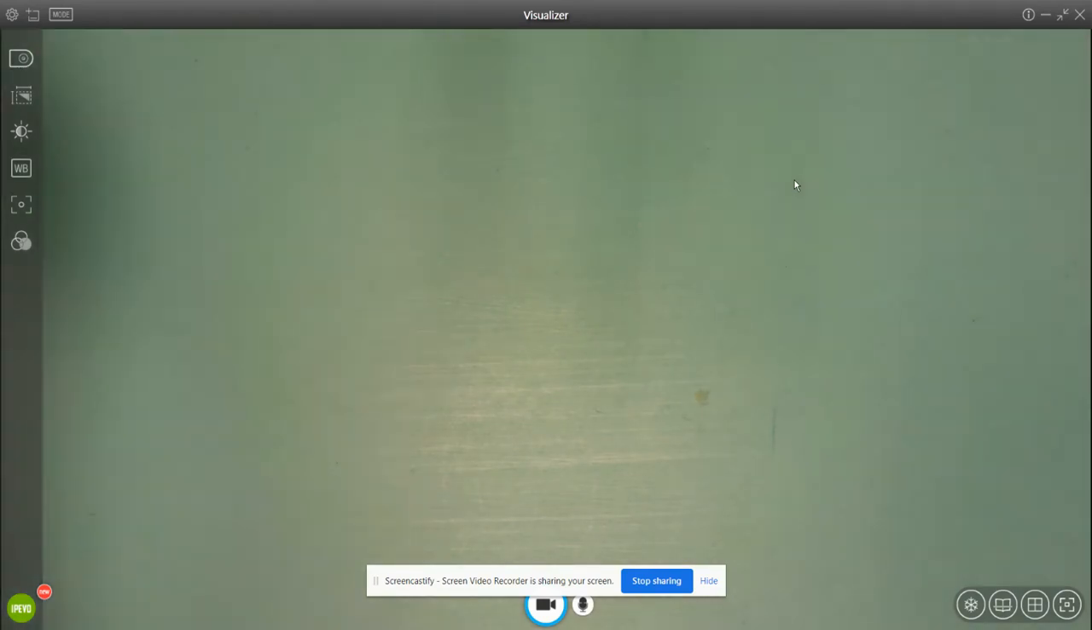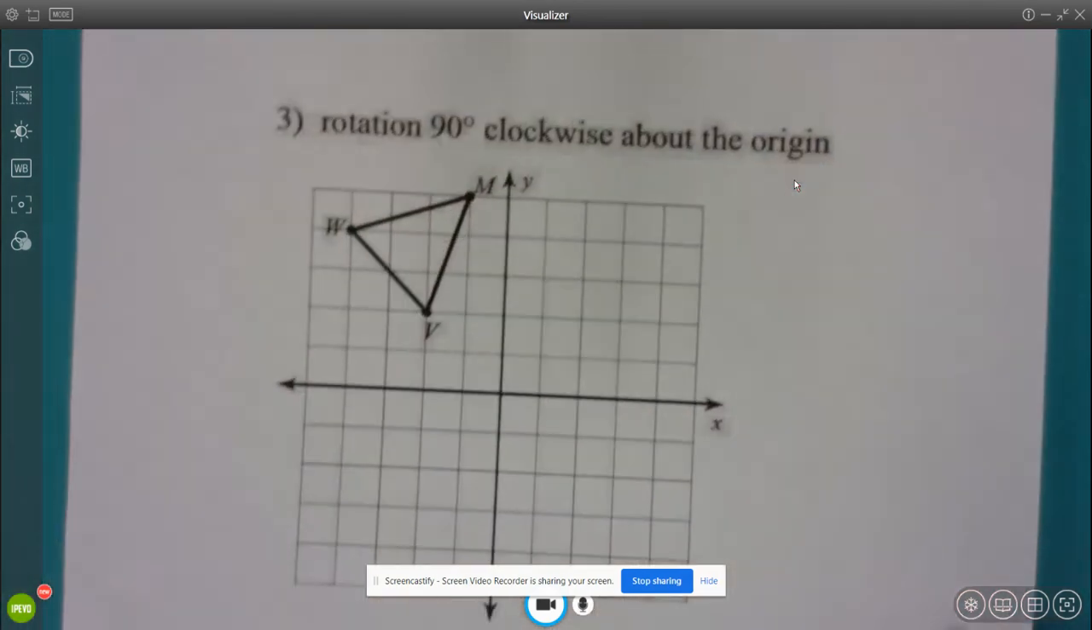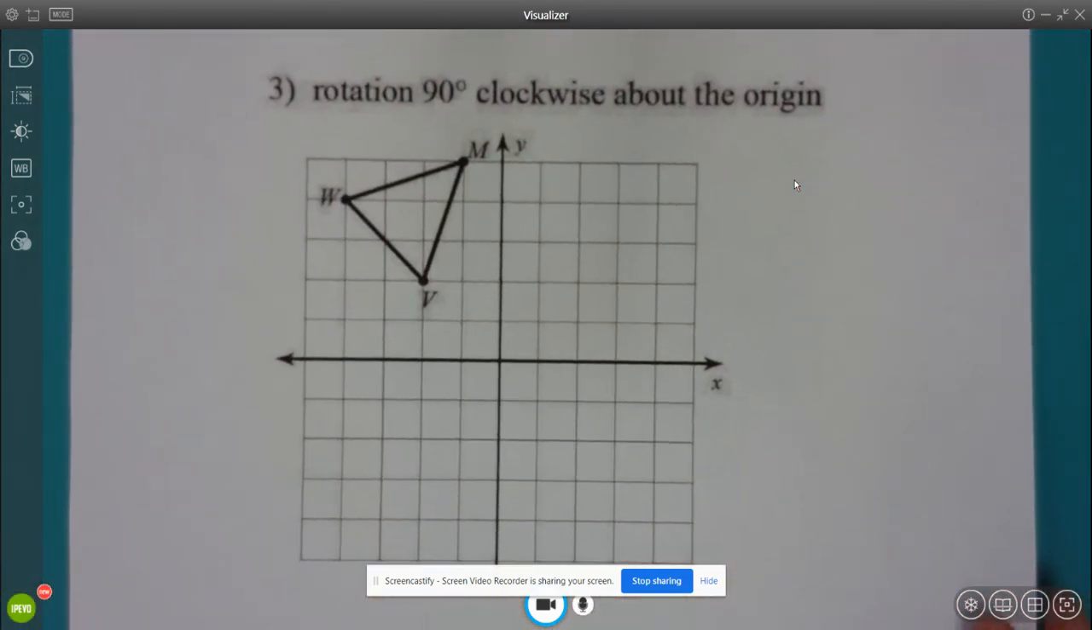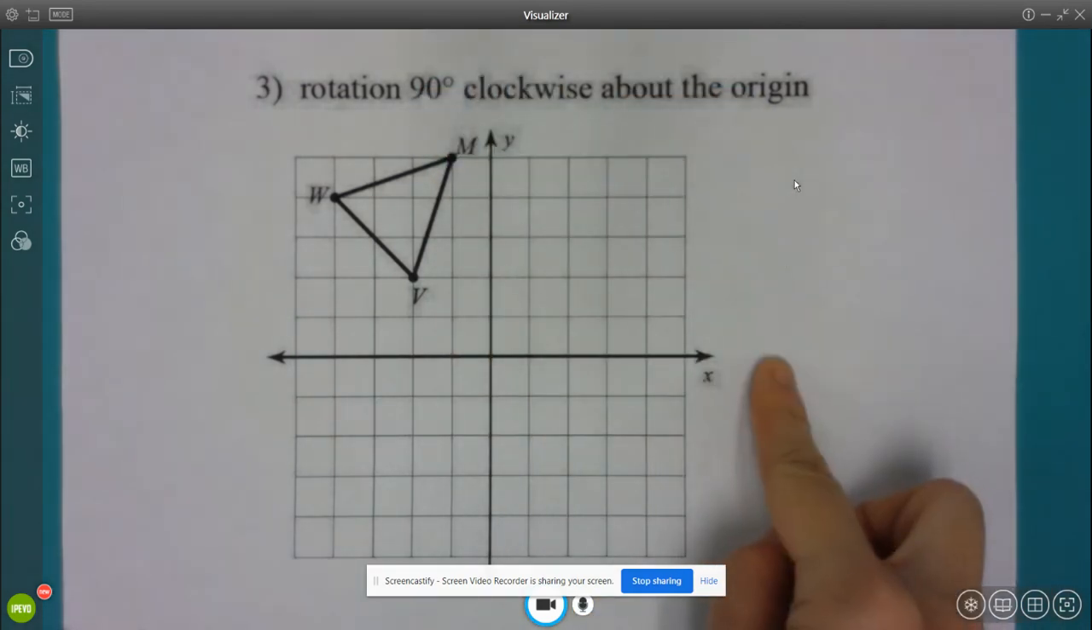And then last but not least, here is a 90-degree clockwise. So same idea as our first example. However, it is the opposite direction. Now I'm going in the same way as a clock.